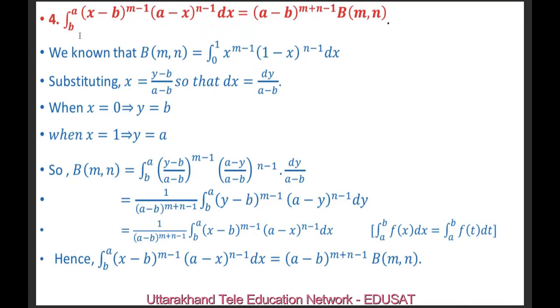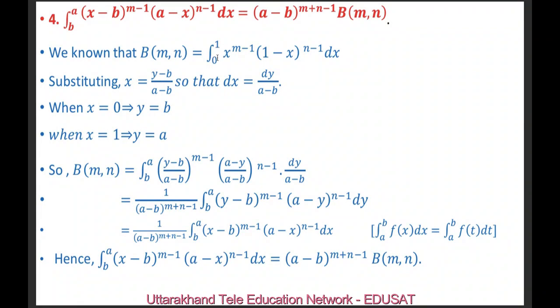Now we have one more result, that the integral from b to a of (x-b)^(m-1) (a-x)^(n-1) dx is equal to (a-b)^(m+n-1) beta(m,n). We know the definition of beta function now. It is nothing but the integral from 0 to 1 of x^(m-1) (1-x)^(n-1) dx. So if we substitute x equal to (y-b)/(a-b), then dx is equal to dy/(a-b), because b is constant.